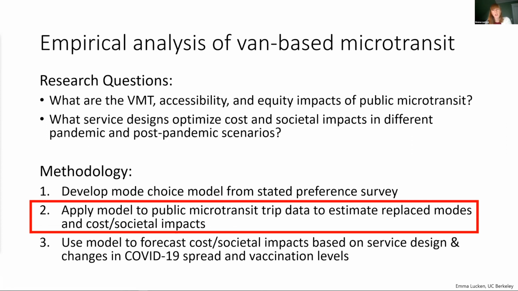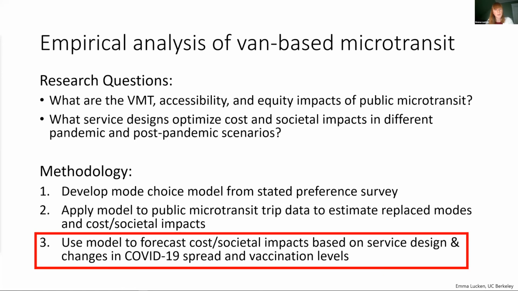We have trip data from 8 agencies. That's over 400,000 trips over 1.5 years, starting just before COVID hit. We'll start to look at what the replaced modes might be based on our model and calculate the impacts from that. And then also adjust the model variables around service design and COVID conditions to see what the mode split and impacts might be from changes there.